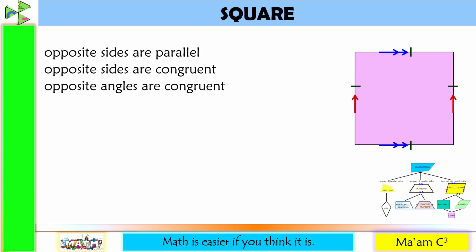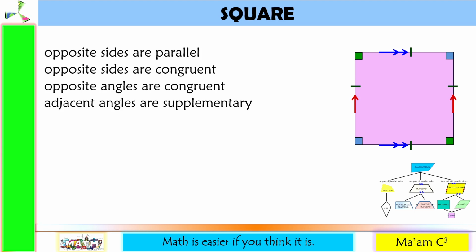Next one, opposite angles are congruent. These angles are congruent. These angles are also congruent. Next one, adjacent angles are supplementary. Let us consider these two angles that are consecutive or adjacent. They are equal to 180 degrees. And also these two here at the bottom, together they are 180 degrees in measure.